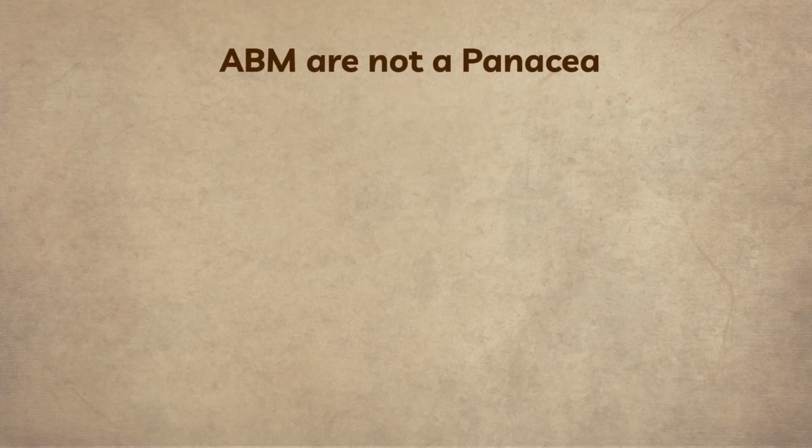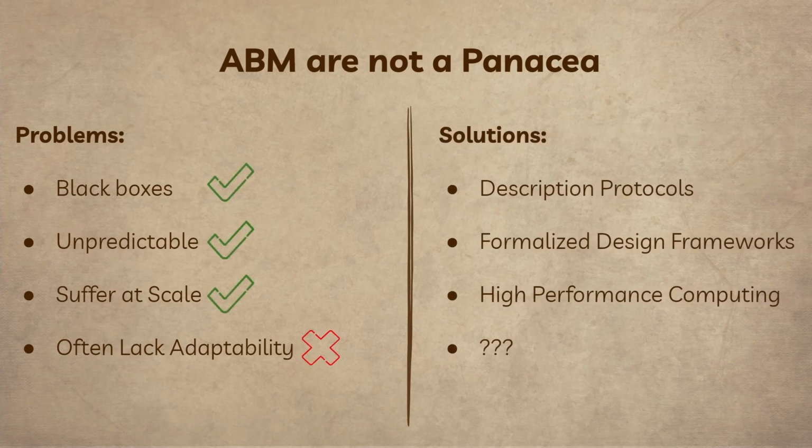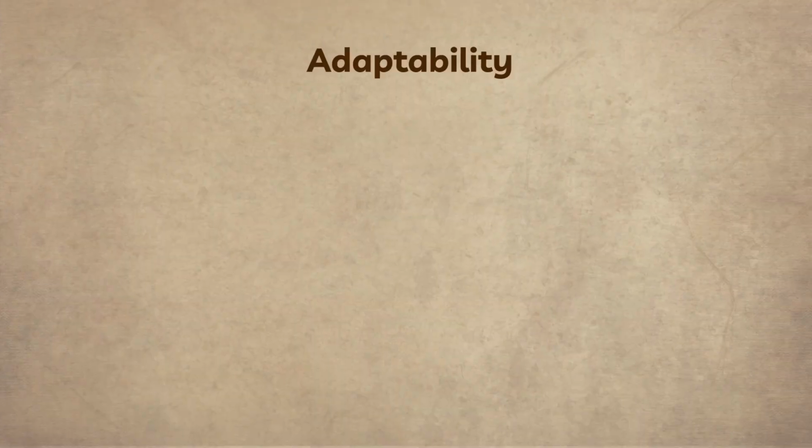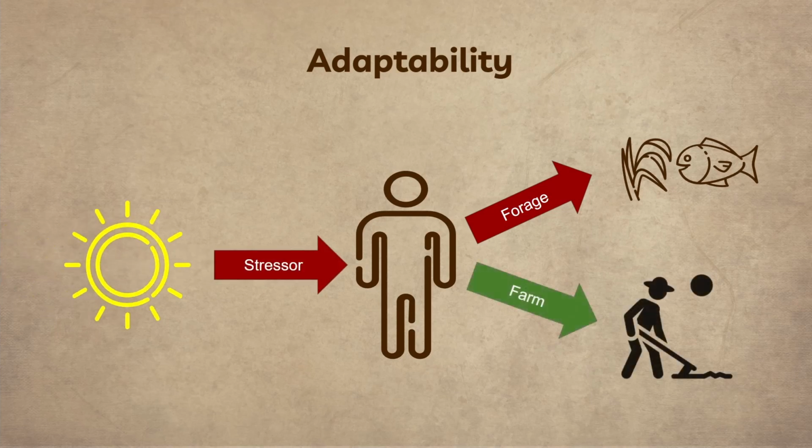Now, despite how great ABMs seem, they are not a panacea. There are currently 4 core issues facing ABM research. Of the 4 issues presented here, 3 of them have research currently underway. However, research into adaptive mechanisms is largely absent, and therefore the focus of our research. In the context of agent-based models, adaptability refers to an agent's ability to change its decision-making process in the face of changing environmental conditions, alternatively called stressor events.